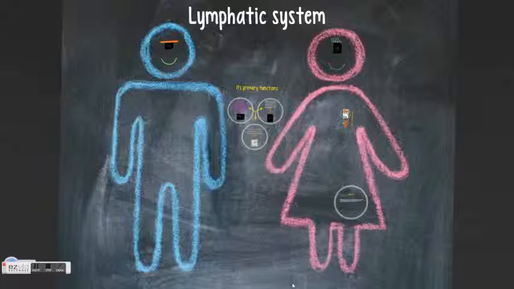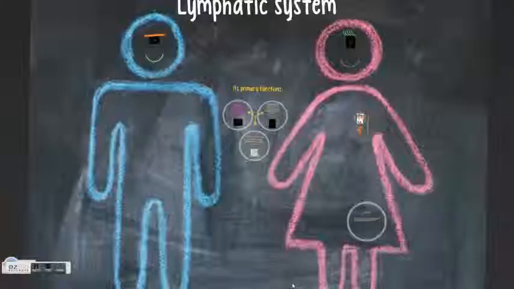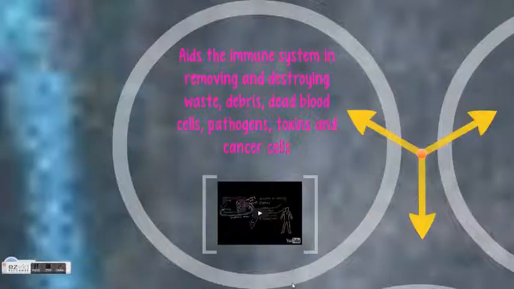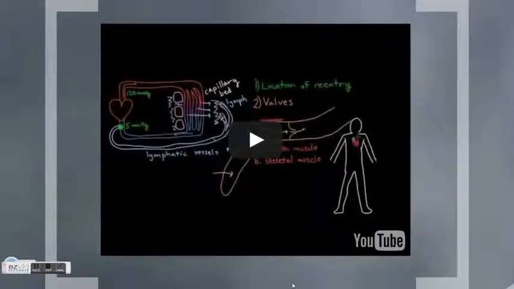Let's talk about the primary functions of the lymphatic system. We have three primary functions of this system. The first one is that it aids the immune system in removing and destroying waste, debris, red blood cells, pathogens, toxins, and cancer cells. We're going to see a video explaining how it takes place. So let's listen about it.